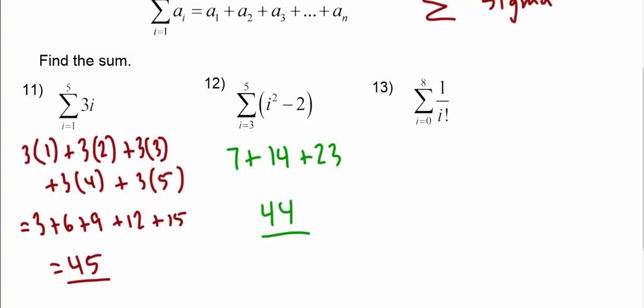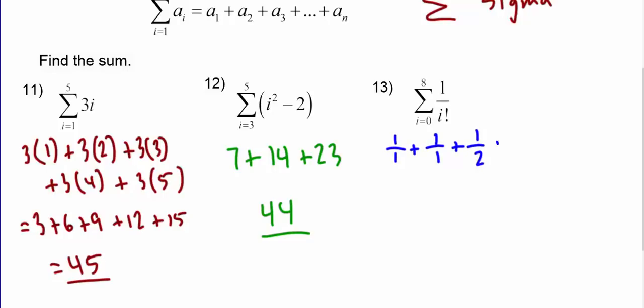Okay, we've got one more we're going to look at. This one has 9 terms. This is a bit of a pain, but we'll go through it together. We're just going to go from i equals 0 to 8 of 1 over i factorial. So here we go. 1 over 0 factorial would just be 1 over 1. 1 over 1 factorial would also be 1 over 1.